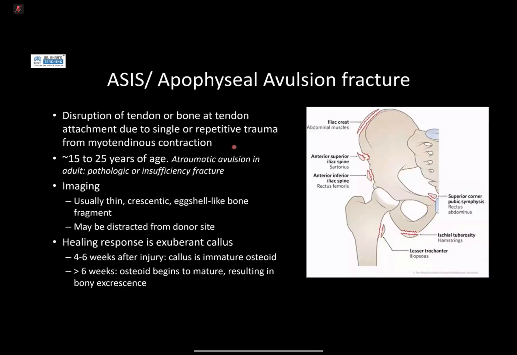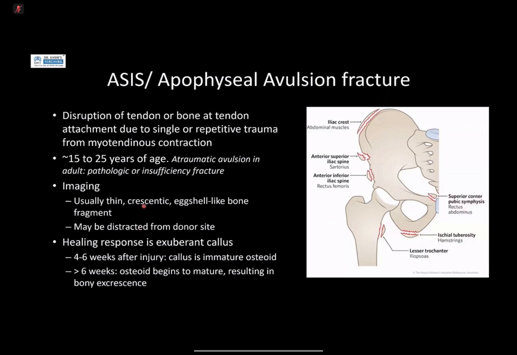So it can be due to a single or repetitive trauma, with disruption of the tendon or bone. Often it's in 15 to 25 year olds, sports people. But in an adult, if you get an avulsion fracture, often in the lesser trochanter, you're thinking of something like a pathologic or insufficiency fracture. So I think that's the key thing here.